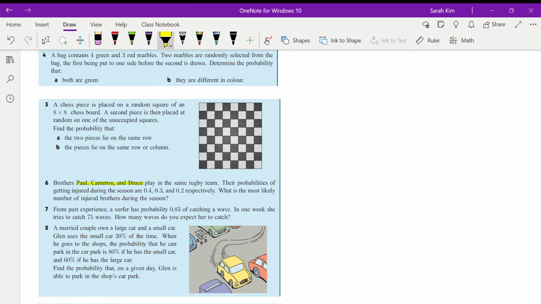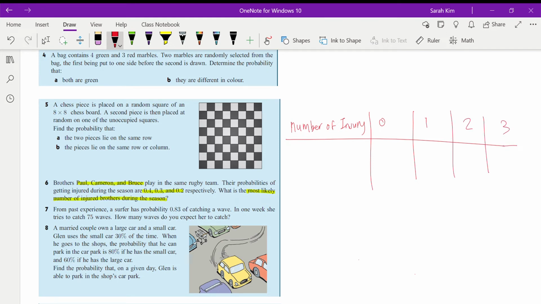Cameron and Bruce are playing on the same rugby team, and these are the probabilities of them getting injured, respectively. Now we want to figure out the most likely number of injured brothers during the season. So basically that means you need to figure out all the probabilities. What is the probability of the number of injuries? Well, you could have 0 injuries, 1 injury, 2 injuries, or everyone can be injured. So you need to figure out each of the probabilities and figure out which one is the most likely.